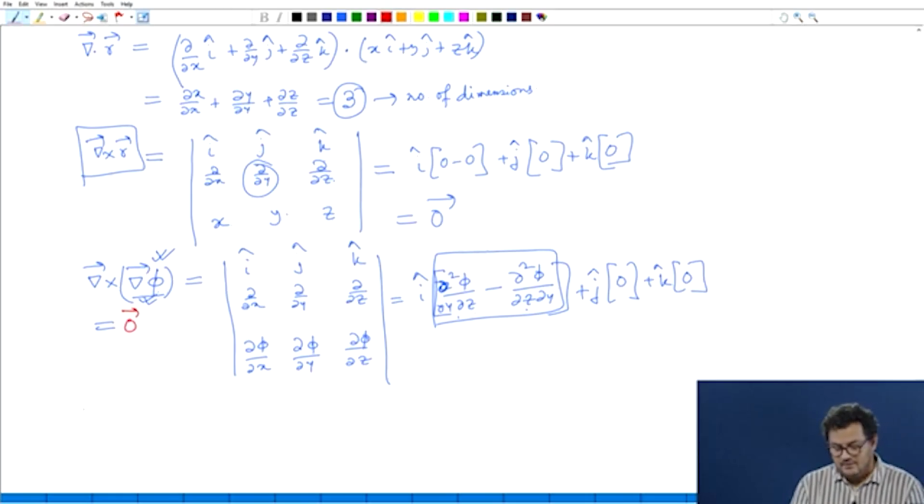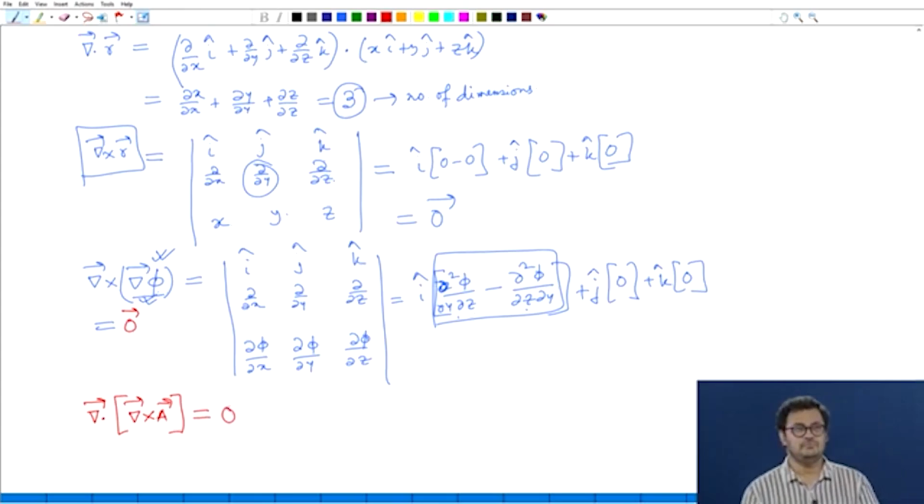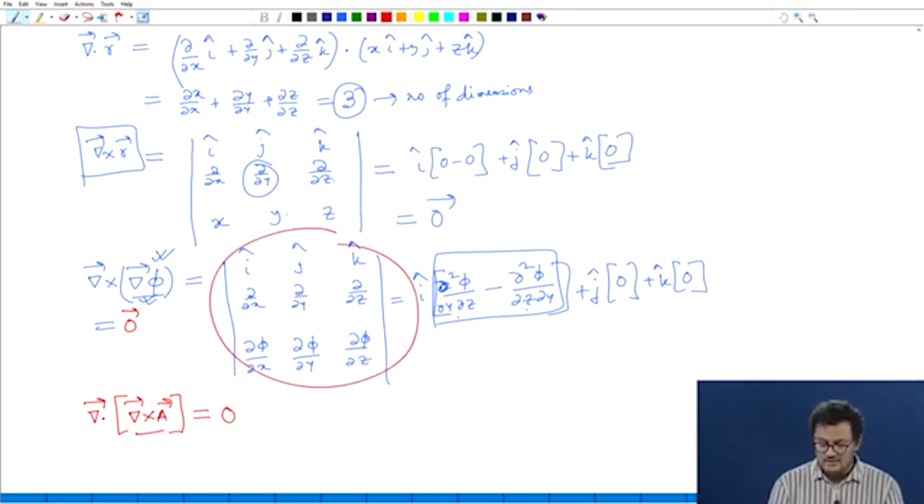If you now calculate at home and check the divergence of the curl of any arbitrary vector, it will also come out to be 0. For that you just have to use the definitions of divergence and curl properly. The curl of A you can calculate like this, and then you have some vector, and then you perform this divergence, and you will see that this gives you a 0 scalar.